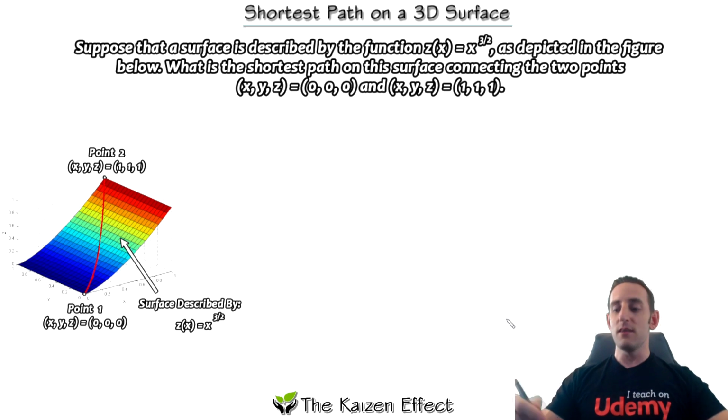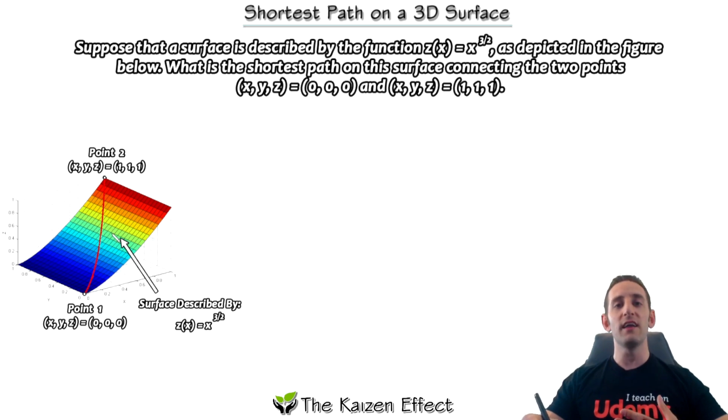The problem statement is as follows. Suppose that a surface is described by the function z equal to x to the 3/2, as depicted in the figure below, right down here. The question is, what is the shortest path on this surface connecting the two points from xyz equal to 0, 0, 0 all the way to xyz equal to 1, 1, 1 on this surface here?